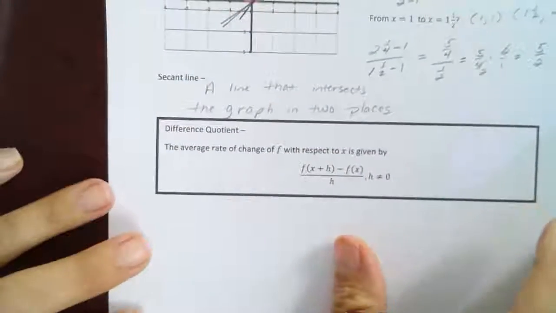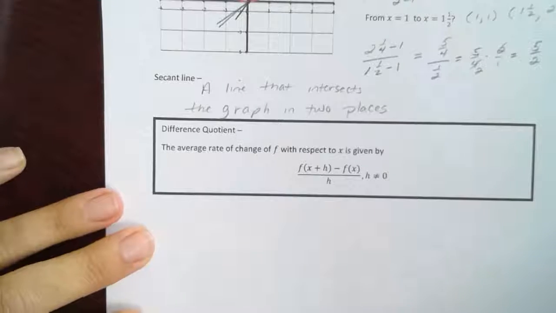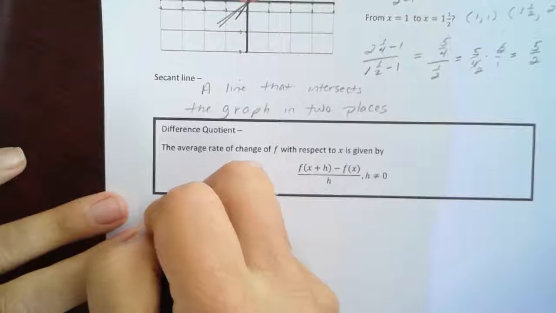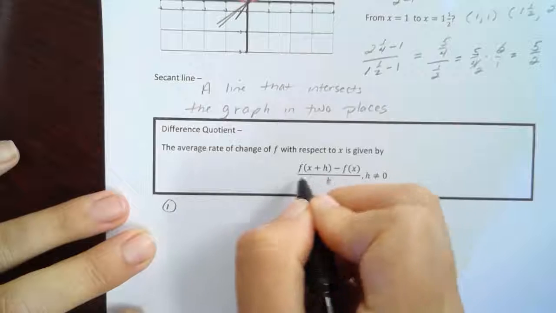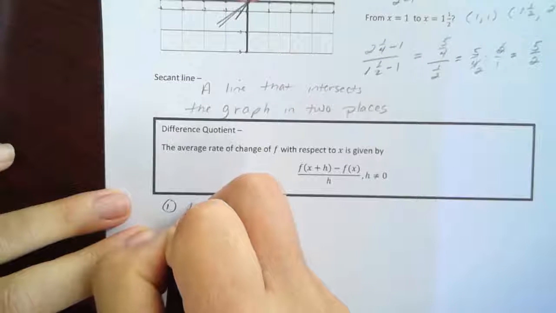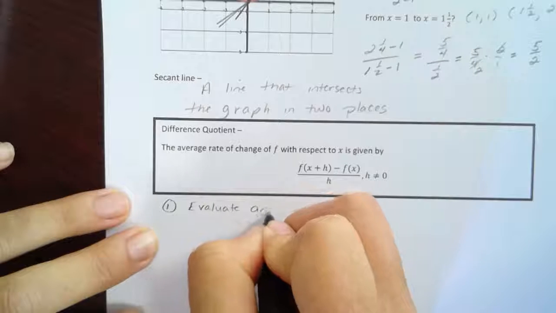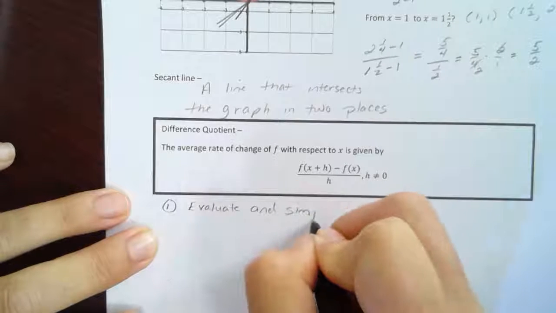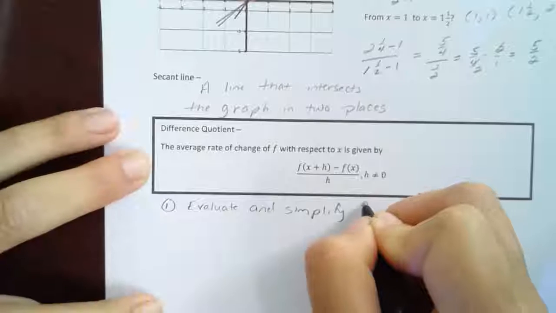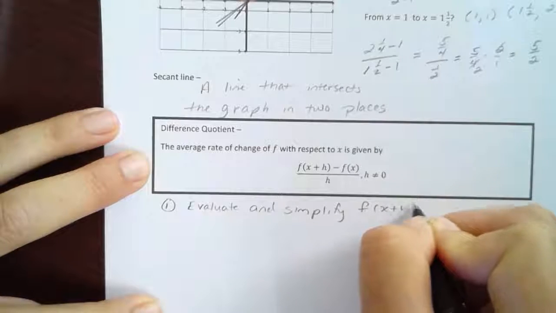All right, what are the steps to figuring out this difference quotient? Very first thing you're going to do is evaluate this part of it, the f of x plus h. So evaluate and simplify f of x plus h.